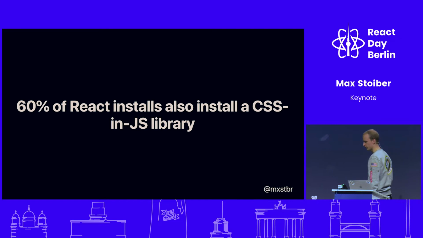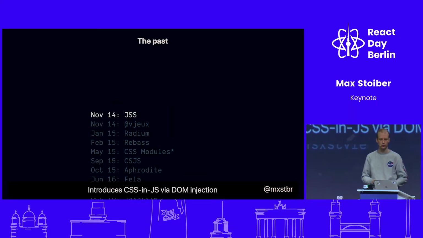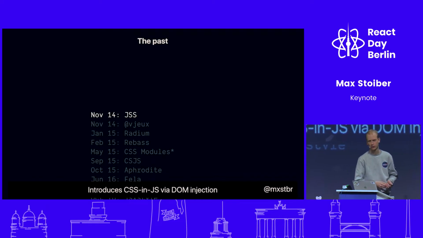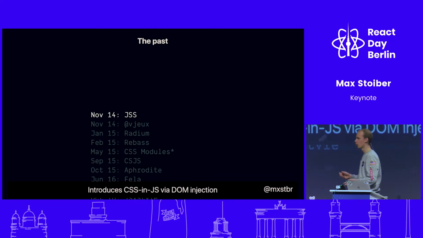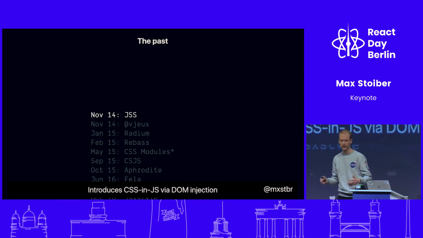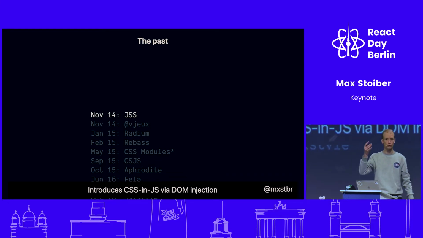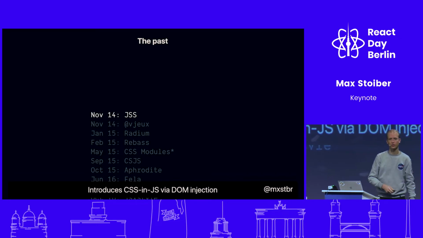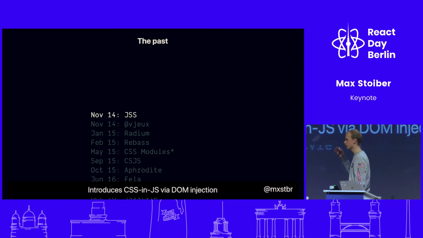Now let's take a look at where we came from. It all started in November of 2014, when JSS was first launched by Oleg, who I think is in the audience somewhere. JSS was way ahead of its time. At the time, nobody had even heard of CSS-in-JS. And he had built many of the same things that are in newer CSS-in-JS libraries into JSS way back in November of 2014. That's where it really all started. JSS has been maintained ever since.